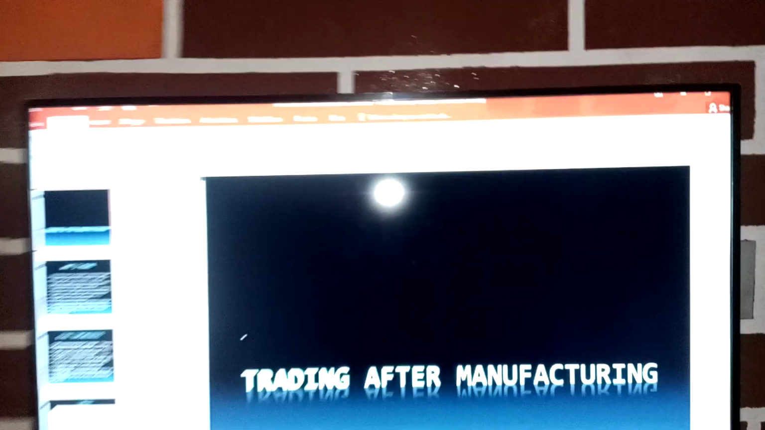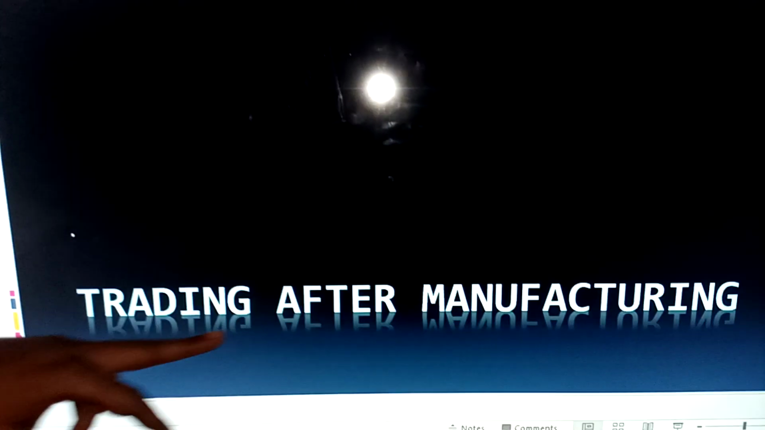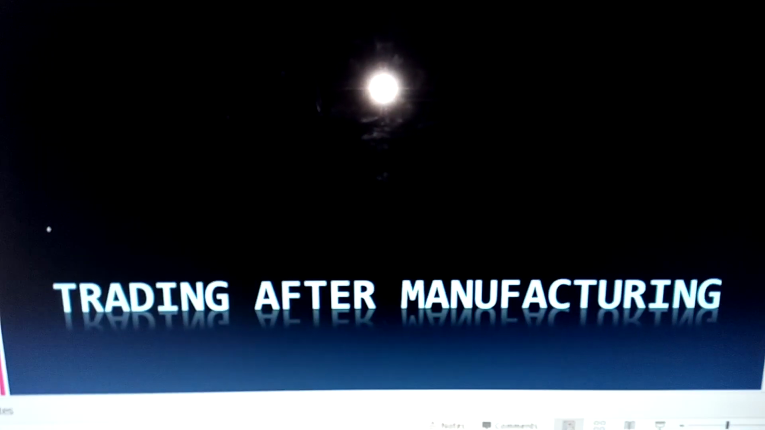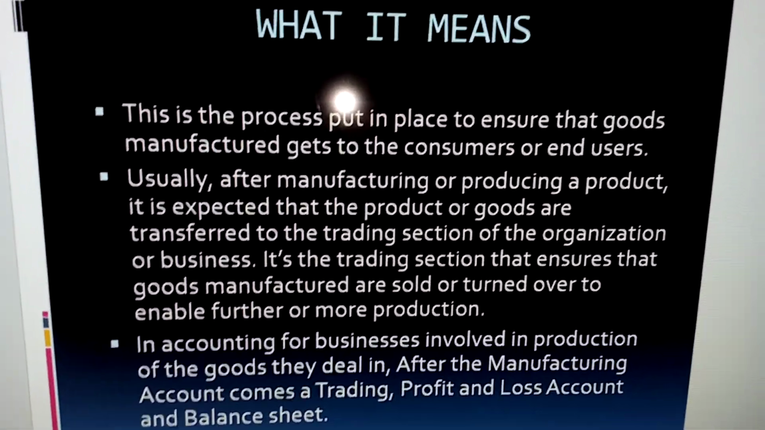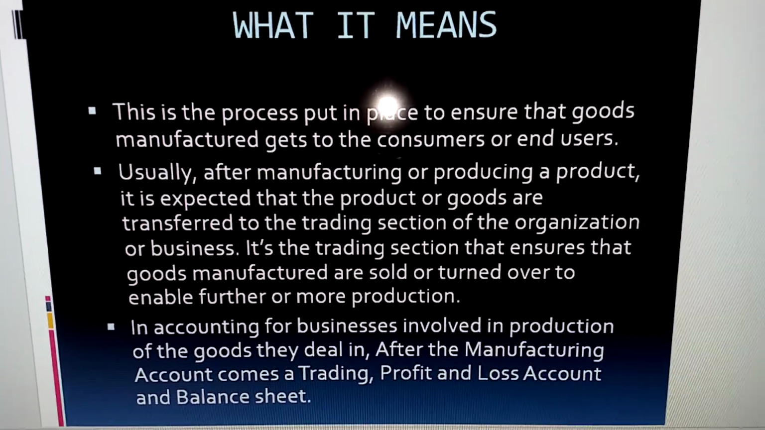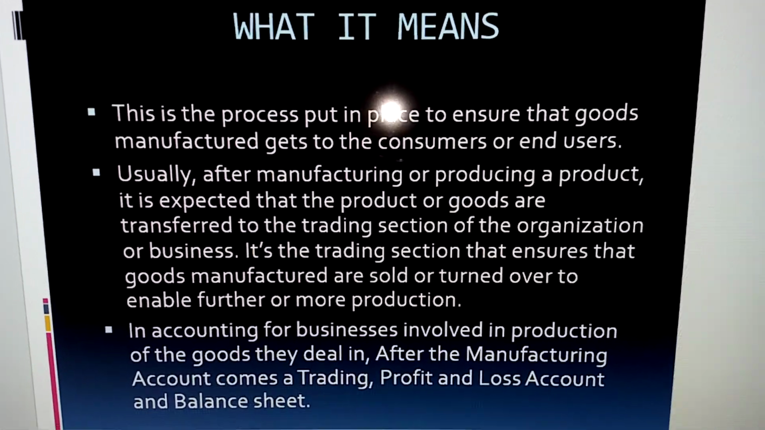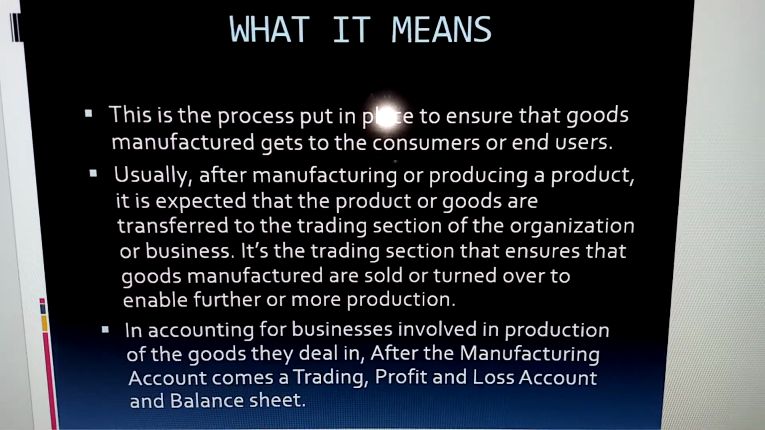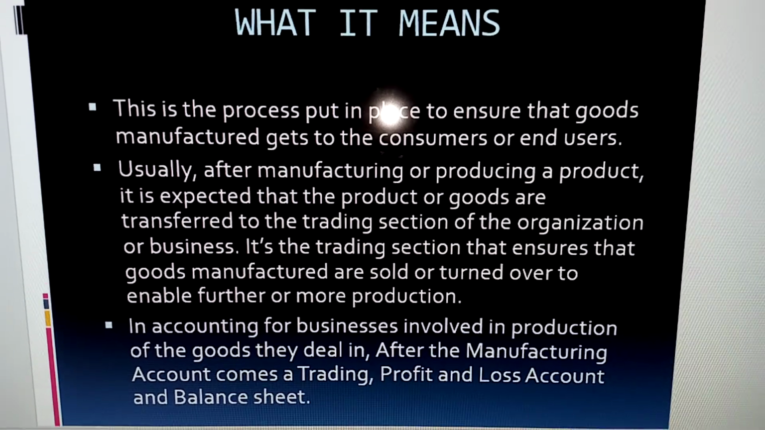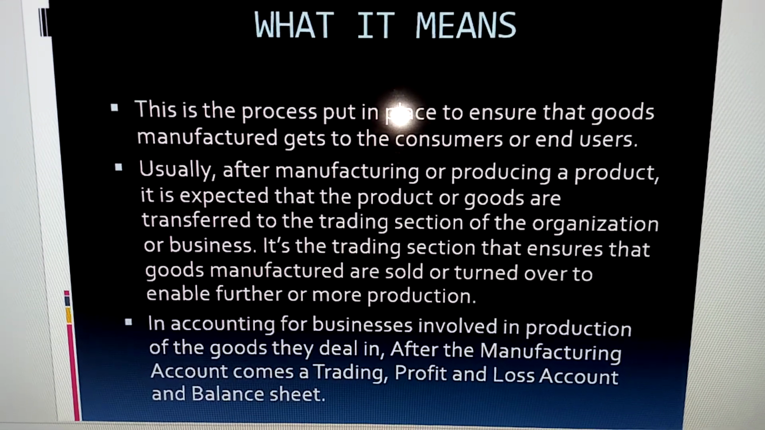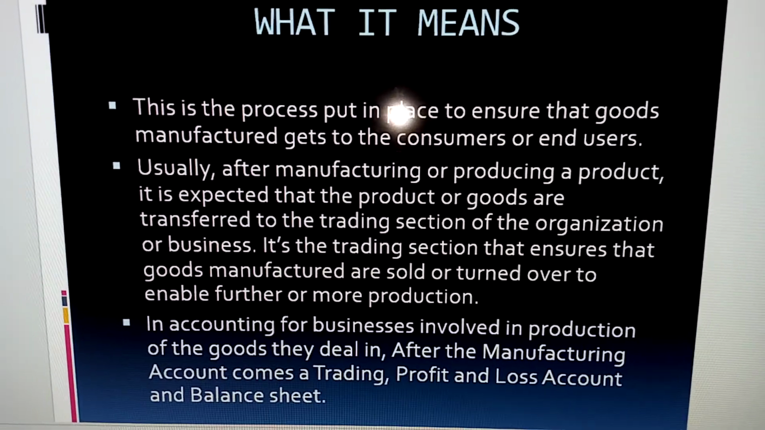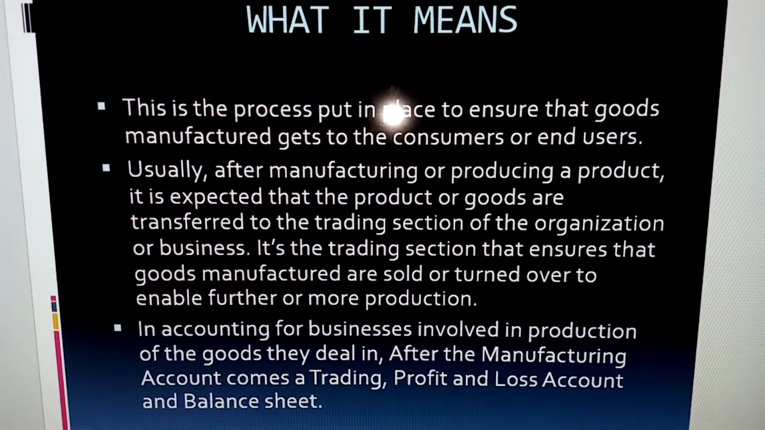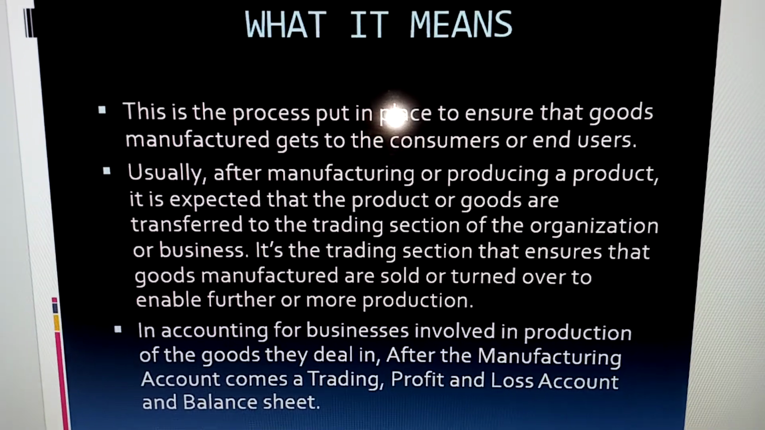In this class, we'll be looking at trading after manufacturing. Now, what we are trying to establish here is that after manufacturing the product, the next step is to ensure that the goods get to the final consumers, and this is where the trading unit steps in. So here, after the manufacturing, the goods are transferred to the trading unit.